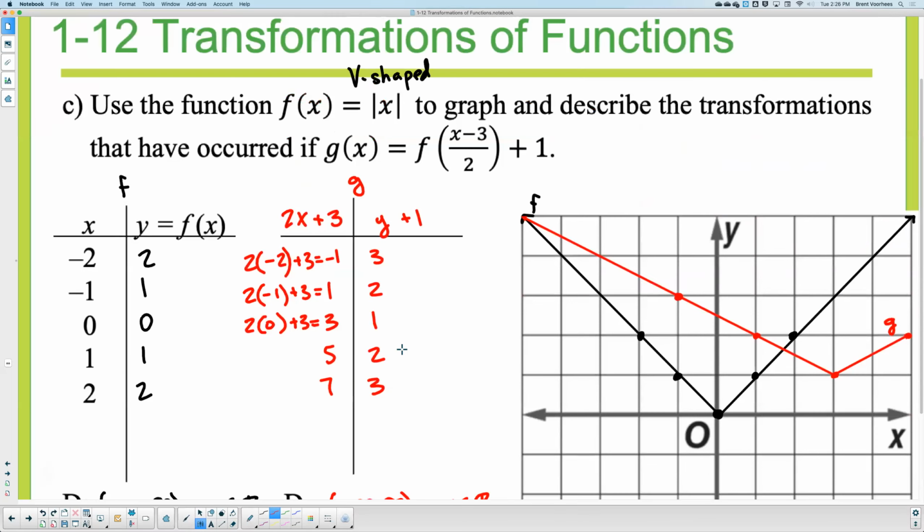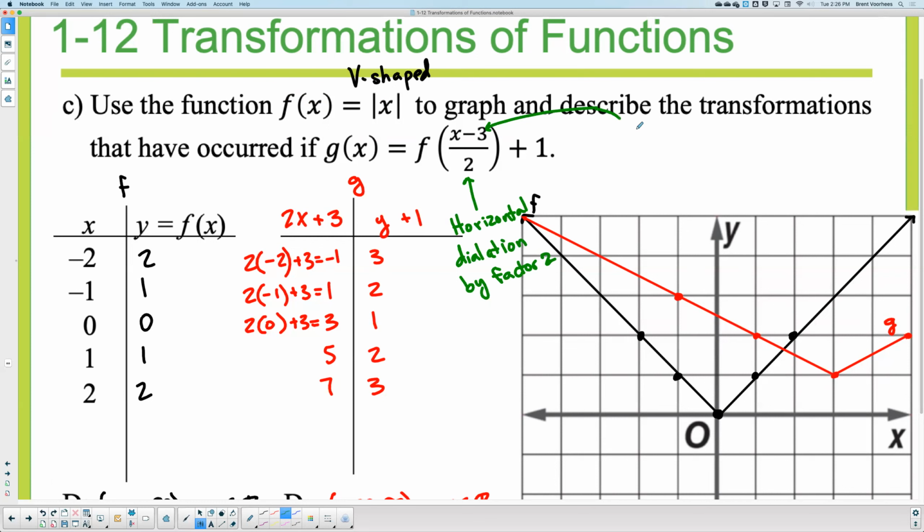Okay, there's a lot going on in the transformations. This 2 right here. What do we actually do to the x's? So this is a horizontal. Anytime you multiply or divide, it's a dilation. Horizontal dilation. What we actually did is multiply by 2. So you'd say by factor 2. It was a horizontal dilation by factor 2.